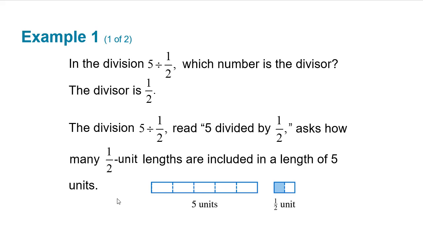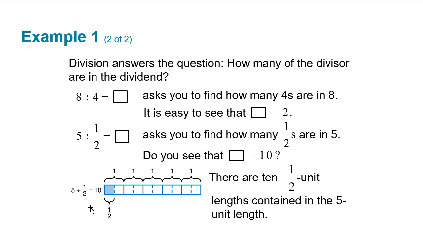Now, if you want to see this visually, here's our 5 units. A half unit, obviously, is you cut it in half. So now all you got to do is take those 5 units and cut them all into halves, right? If we're dividing by a half, we're just asking how many times can 1/2 go into 5. And we can see that there's 10 of those things, and we get an answer of 10.